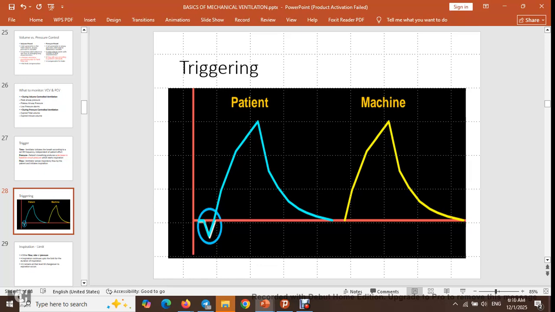Okay, as I said, this is one cycle of breathing. So this is a patient trigger. This is a machine trigger. There is no negative inflection, so this is a machine trigger. This is a negative inflection, so this is a patient trigger.